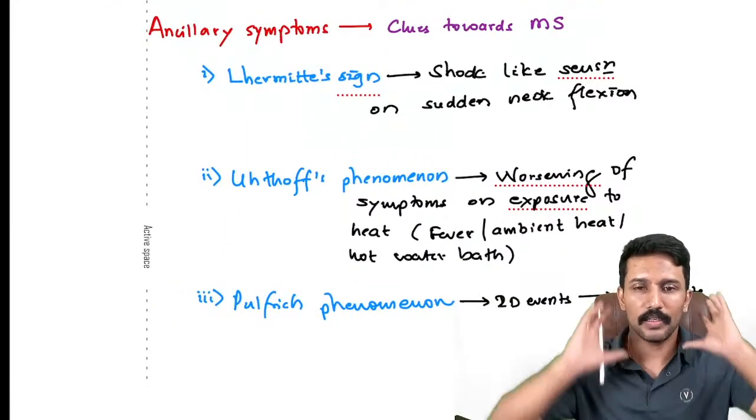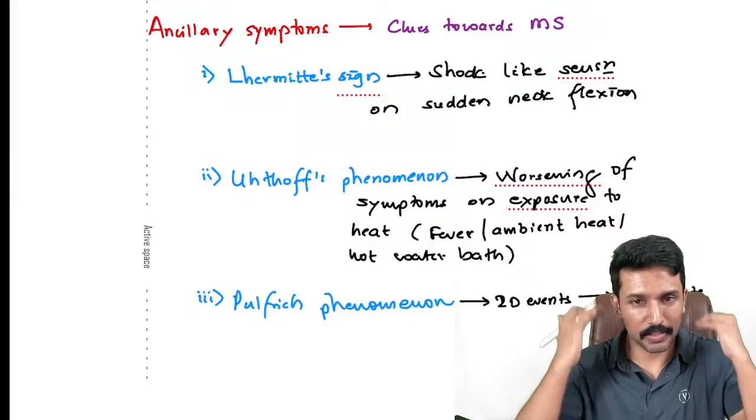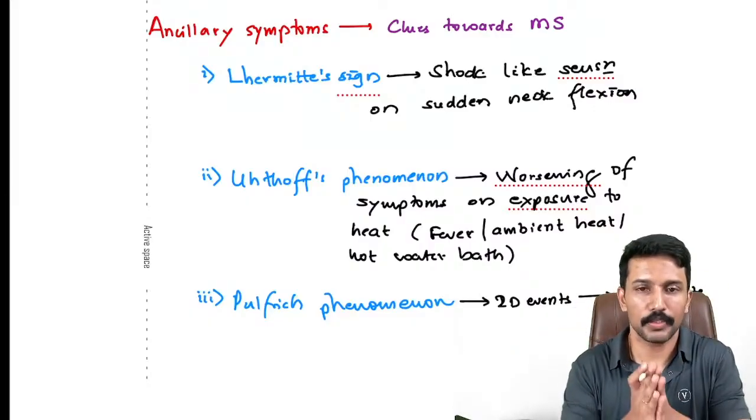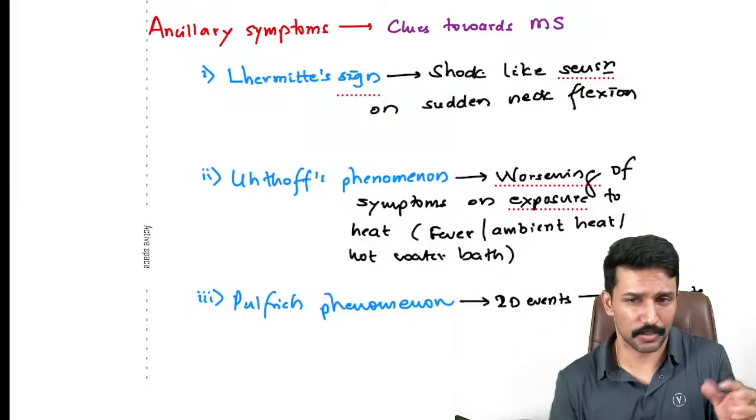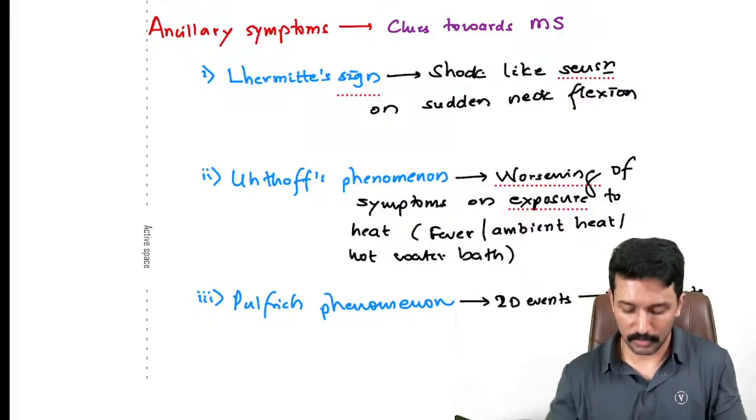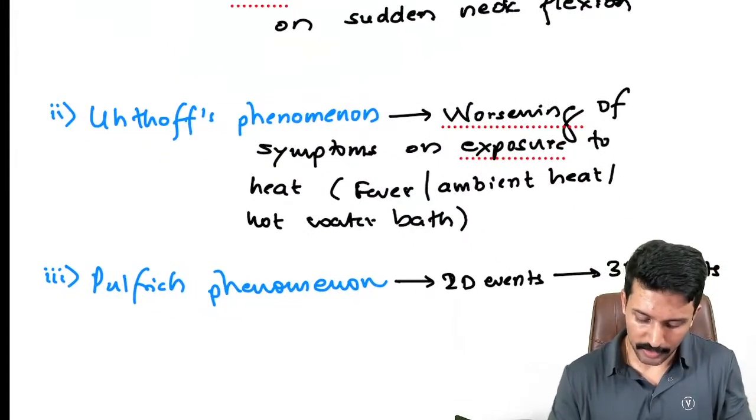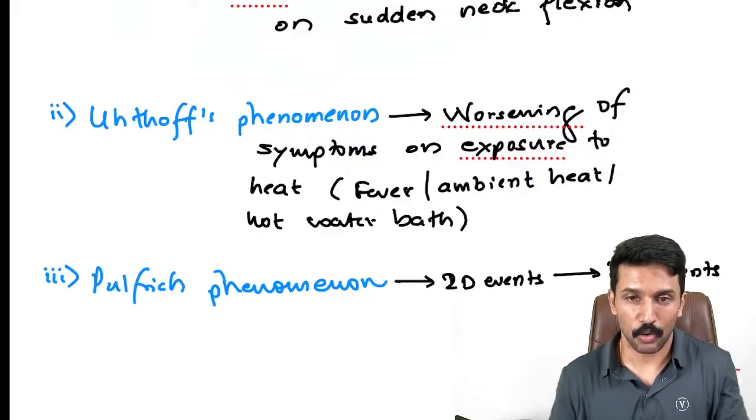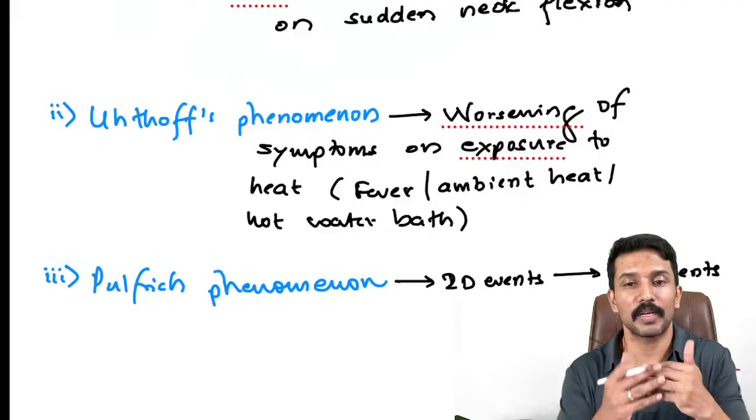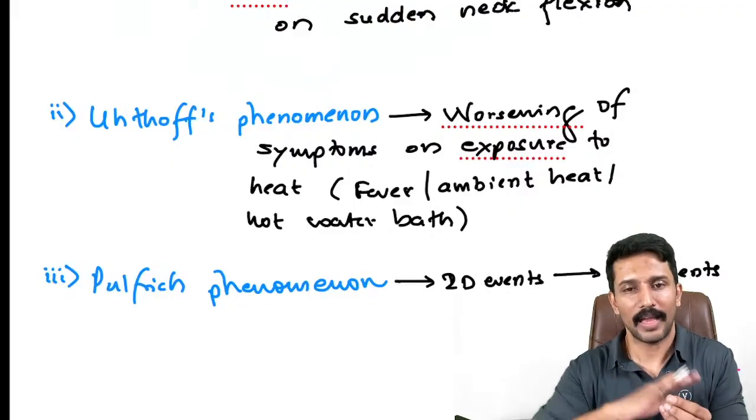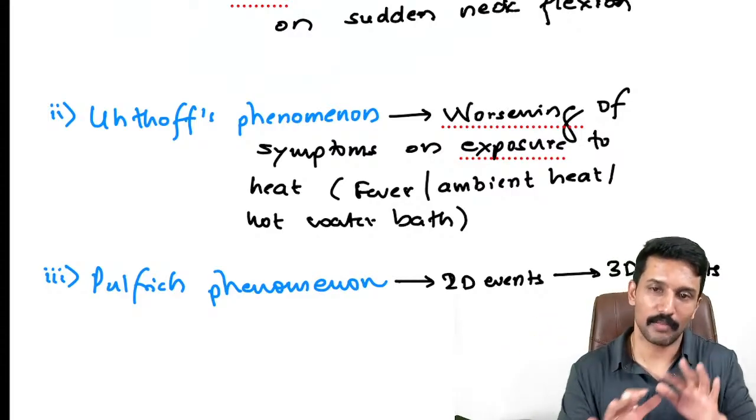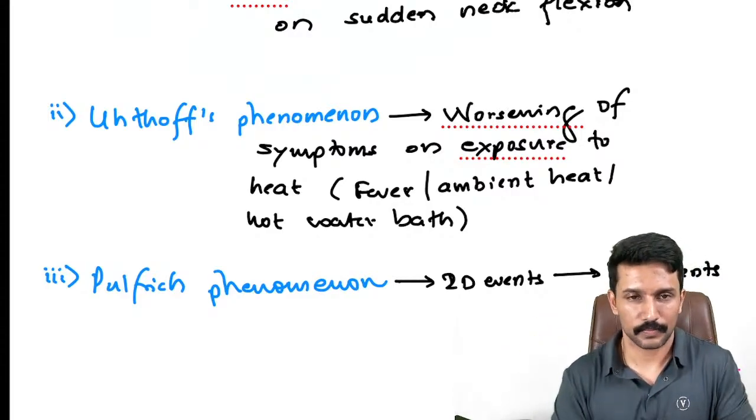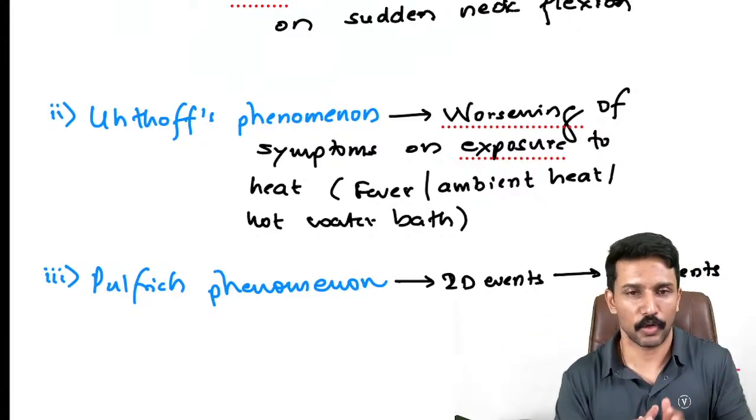What is Hermitage sign? When the neck is suddenly flexed, patients will have a shock-like sensation. What is Uthoff's phenomenon? Whatever the demyelination, whatever symptoms they have, those symptoms become worse on exposure to heat. If the ambient temperature is high, the patient takes a hot water bath or develops fever, the symptoms become worse transiently. As the body cools down, the symptoms get back to baseline. You call it Uthoff's phenomenon.